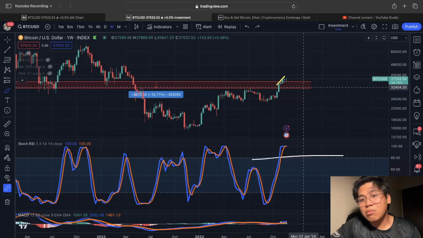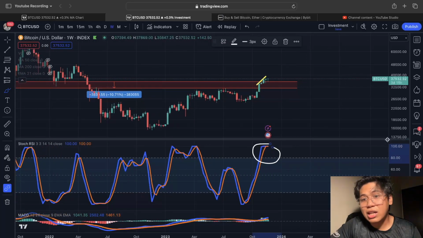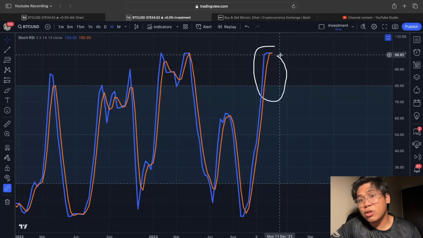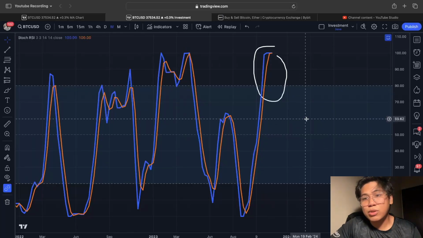But right now, as you can see, Bitcoin is starting to form a bearish cross in the stochastic RSI. So let's open it here. If it's now forming a bearish cross, then that indicates we are more likely going to see a bearish movement to the downside.